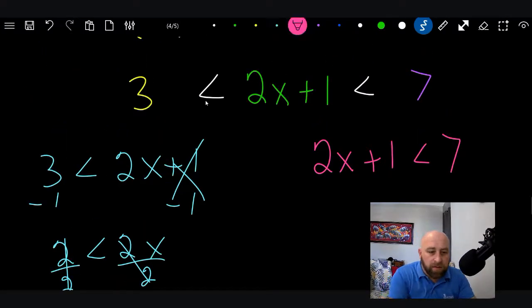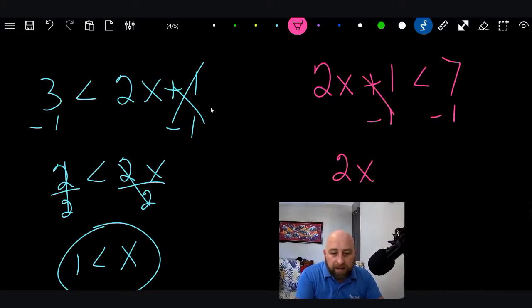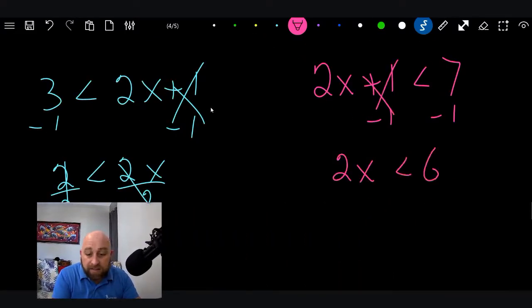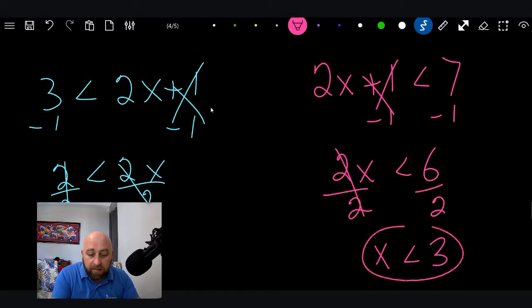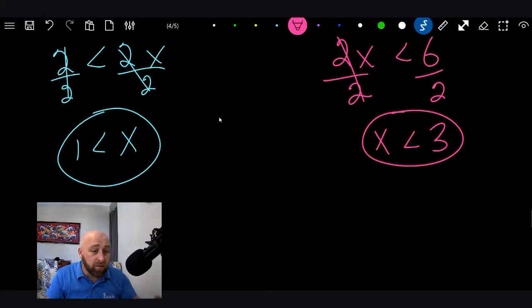Let's go over here to the second one, and now we're going to solve this one as well. We're going to subtract 1 from both sides. We end up with 2x, that cancels, is less than 6. Divide by 2, divide by 2, and we come up with x is less than 3. Well, what do we have now? What we have now is our two critical numbers.